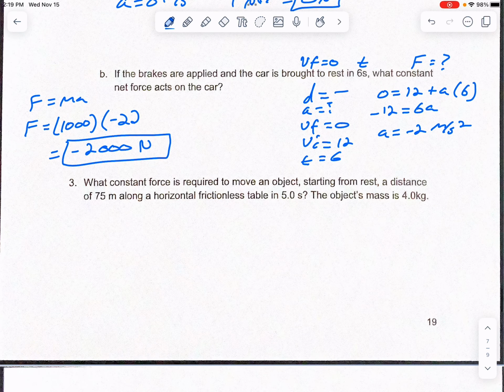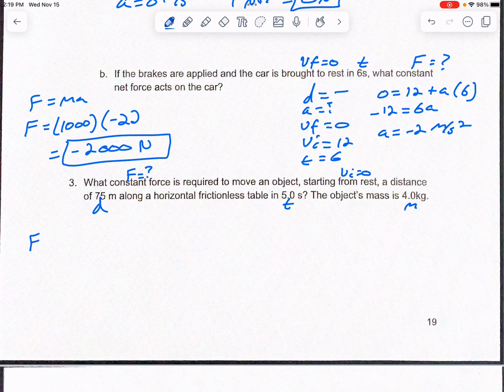3, what constant force is required? So you're looking for force. There's your question mark. It's required to move an object starting from rest. So that means VI equals 0. A distance of 75 meters, so there's D. Along a horizontal frictionless table in 5 seconds, there's T. And I gave you the mass. So I'm looking for force.